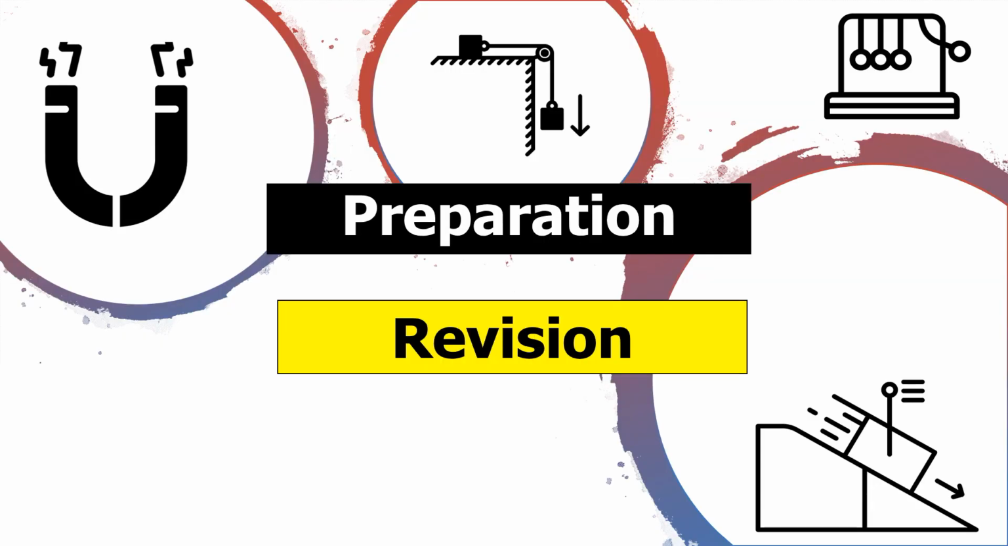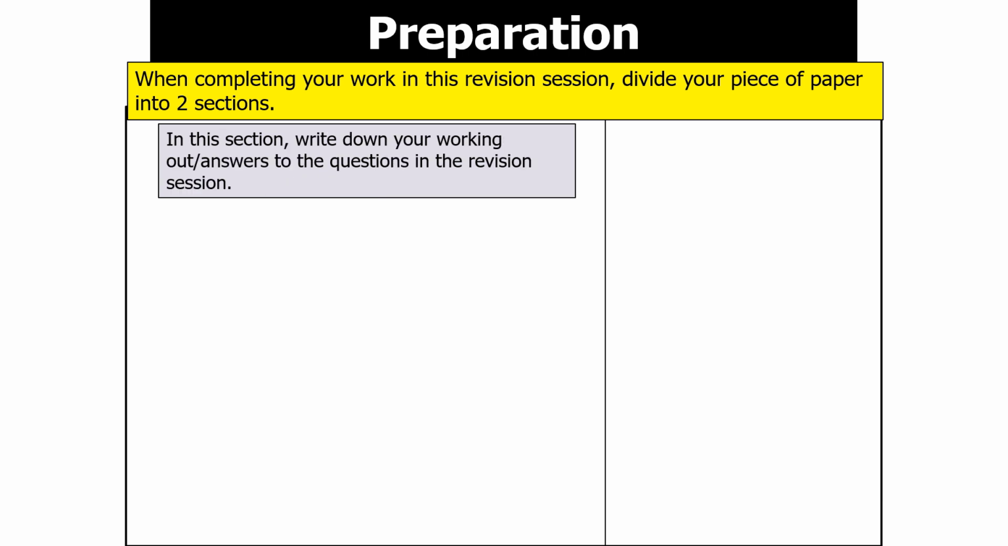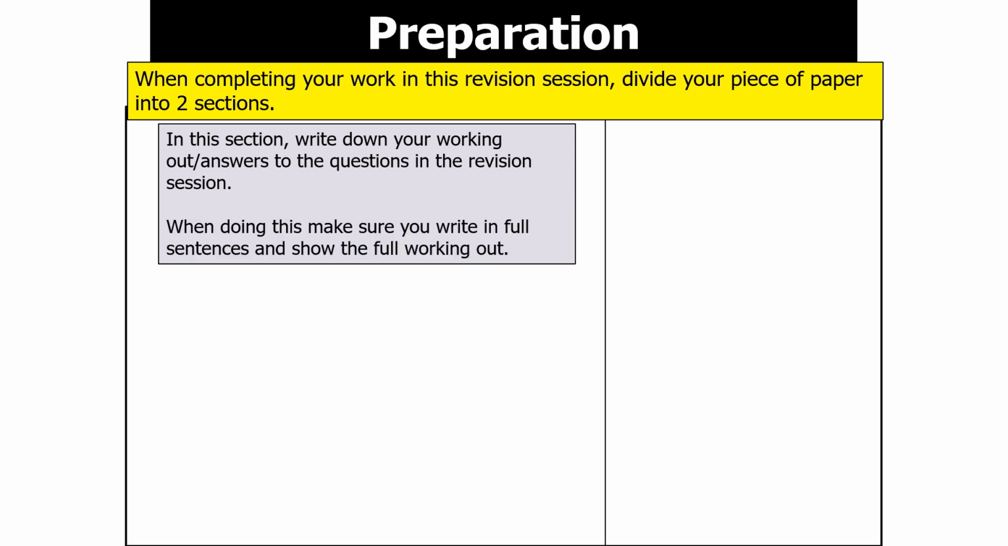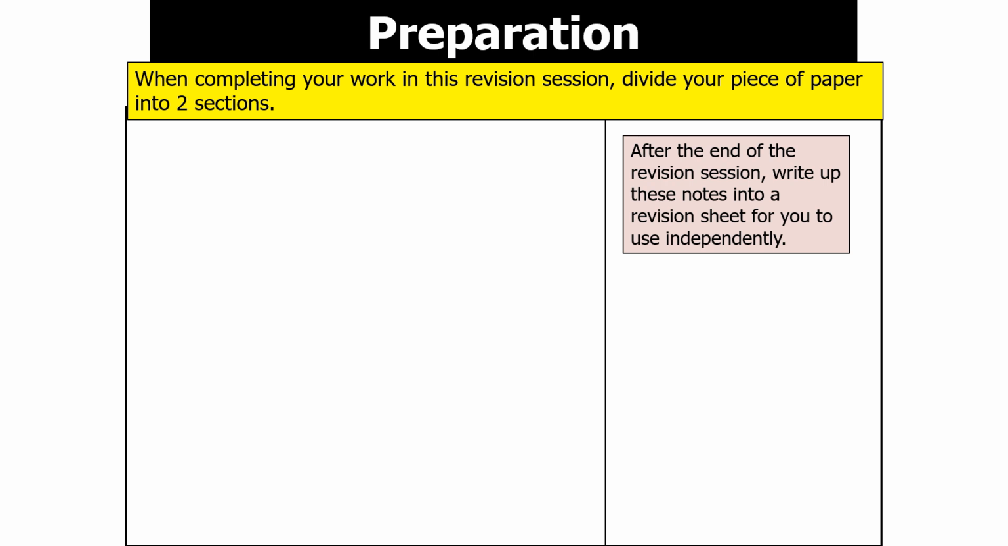So how should you prepare for this revision session? When you're completing your work in this revision session, divide your piece of paper into two sections. Make the section on the left hand side larger than the right hand side. And in this left hand side section, write down your work out and answers to the questions in the revision session. When you're doing this, make sure you write your answers in full sentences and show full working out. Whilst in the right hand side, write down any bits of information or any hints and tips on answering questions from this revision session, and after the end of the revision session write up these notes into a revision sheet for you to use independently.